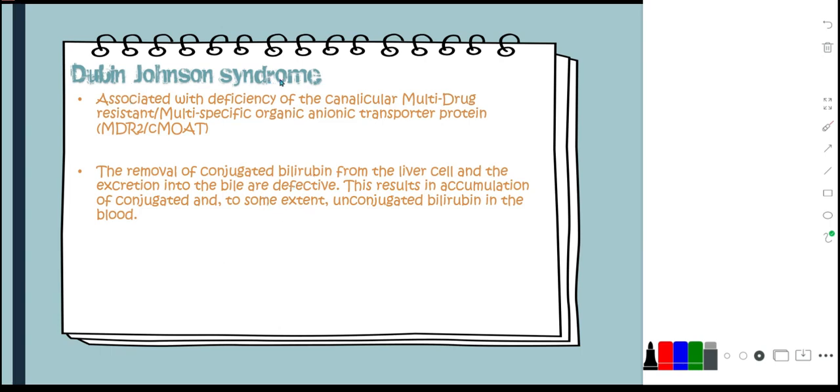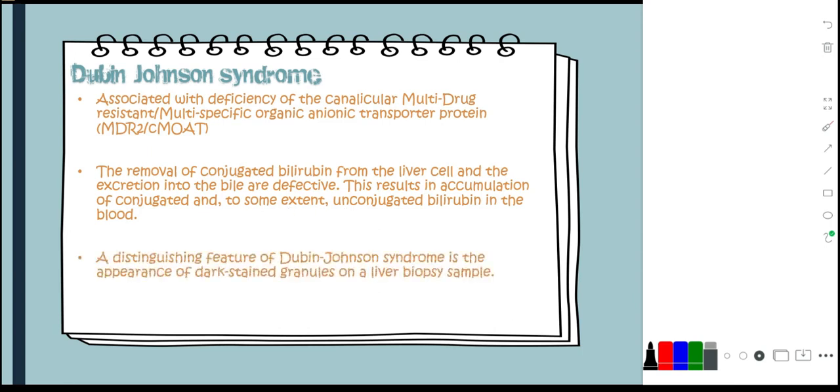why, diba, sa Dubin-Johnson syndrome, ang gasaka nga type sang bilirubin is your B2. So this results in accumulation of conjugated and to some extent unconjugated bilirubin in the blood. Now, how do we differentiate your Dubin-Johnson from that of your Rotor syndrome, since both of them has problems with the secretory function of the liver? So a distinguishing feature of Dubin-Johnson syndrome is the appearance of dark stained granules on a liver biopsy sample.